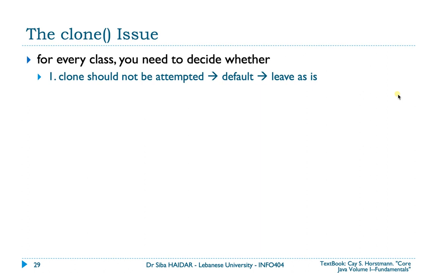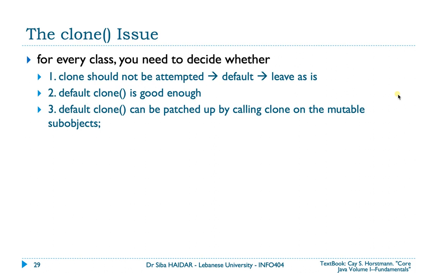You decide whether the clone should not be attempted. You leave it as default, it is not attempted, it is protected. So you leave it as is. Or the default clone is good enough. You are fine with the shallow clone. All your instance fields are either immutable or primitive, and this is fine for you with the shallow clone. Or the default clone can be patched up by calling clone on the mutable subobjects. You need to correct your clone a little bit in order to make a deep clone.